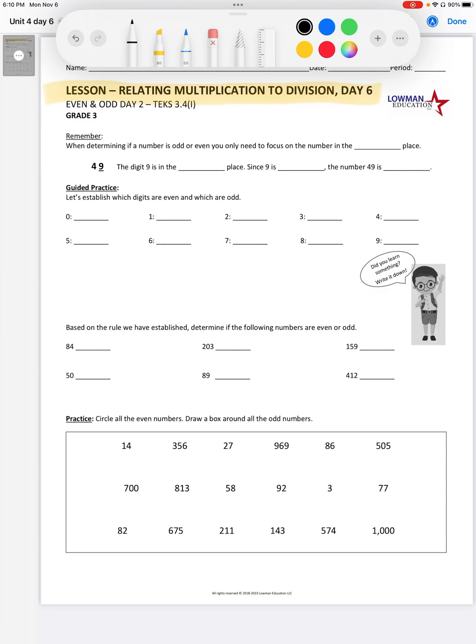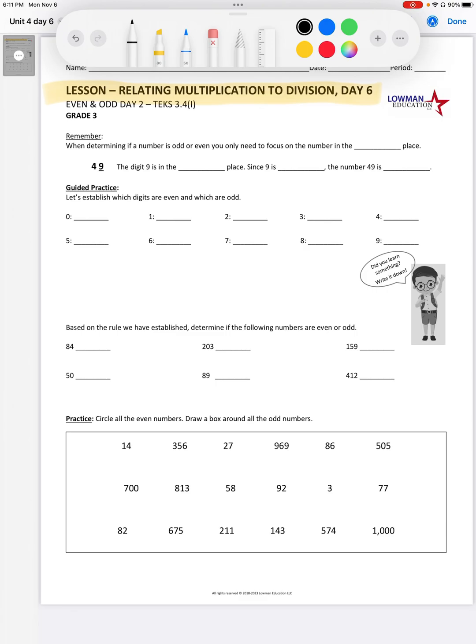which are odd. They will tell you, look in the ones place, and if it has a 1, 3, 5, 7, or 9, it's odd. If it has a 2, 4, 6, 8, or 0, it's even. And that's perfect. What we're going to add to that this year is the why. Why are the numbers 1, 3, 5, 7, and 9 odd, and 0, 2, 4, 6, and 8 even?